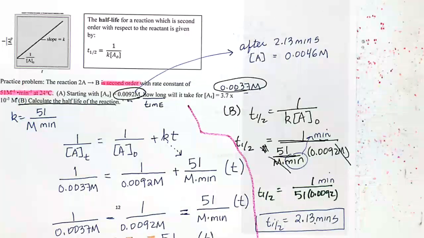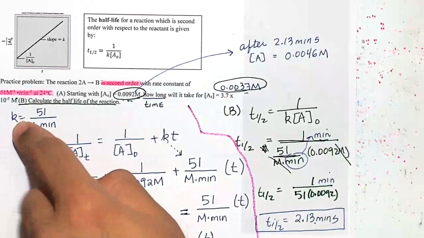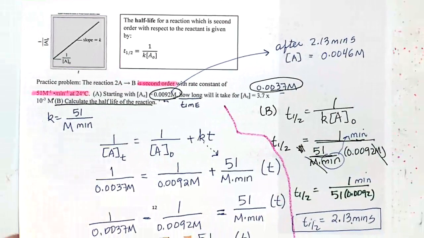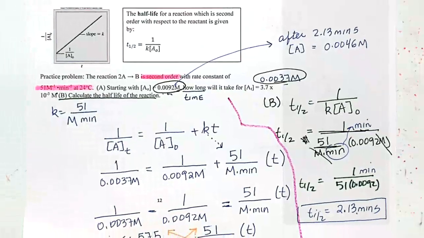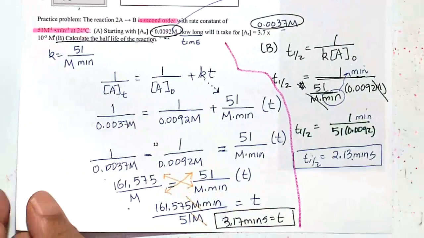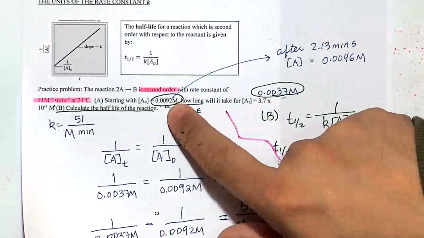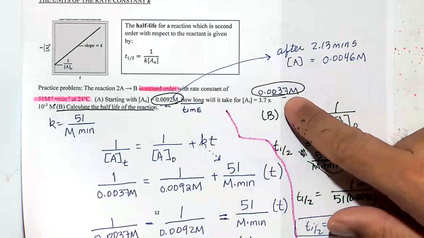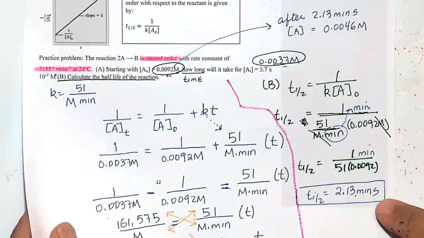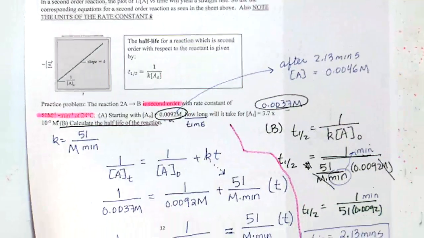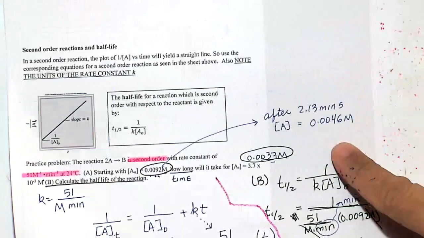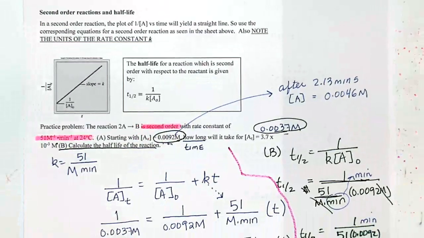Okay, any questions? So the original half-life time for the K equals 51 over M. That's the rate constant. Oh, the rate constant. Oh, okay. I don't think I caught the last part. So after 3.17 minutes, this will go from 0.0092 to 0.0037, and after 2.13 minutes, which is the half-life, it's going to go down by 1/2. All right, thank you.